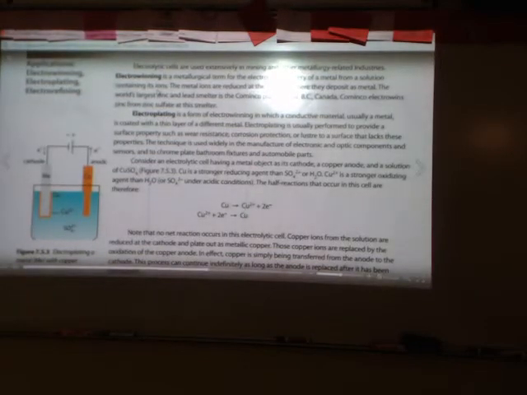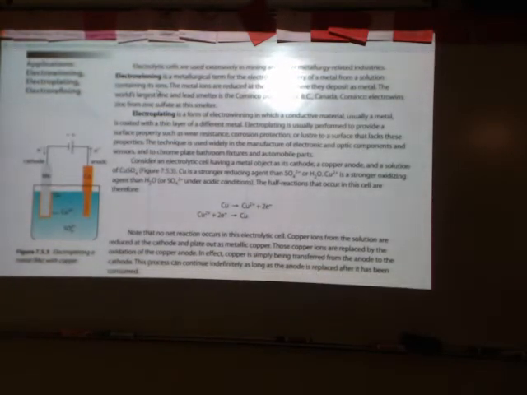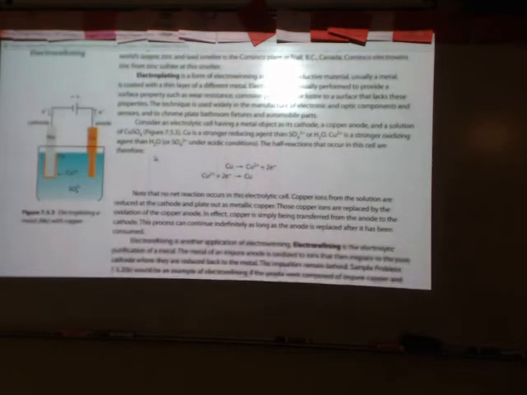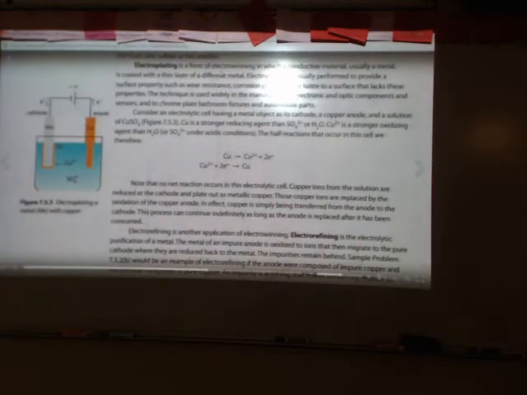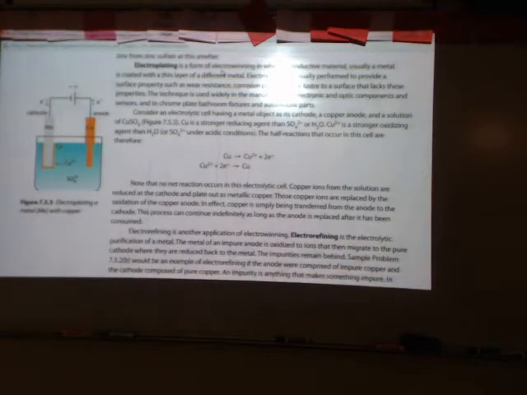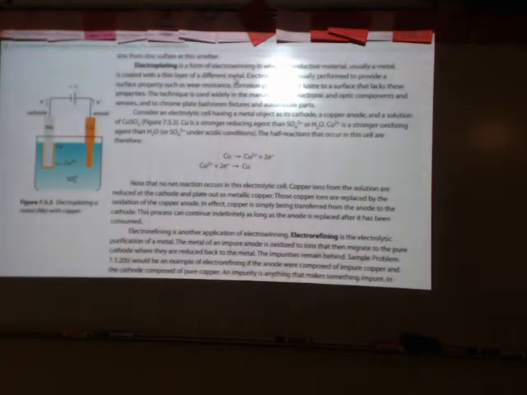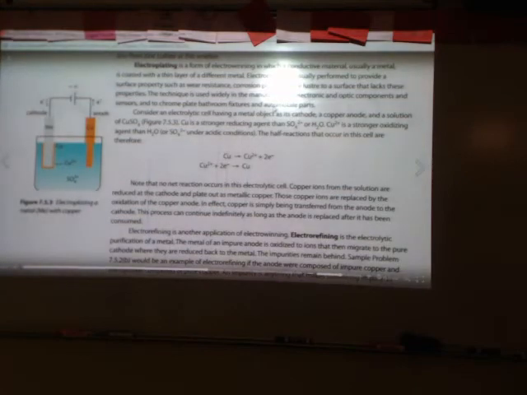So the ions would be combining with the electrons, so they would get reduced, and then you would end up depositing metal. Electroplating is a form of electrowinning. It's where we have a metal coated with a thin layer of a different metal, and this protects it from corrosion. This happens with your bathroom fixtures and automobile parts.